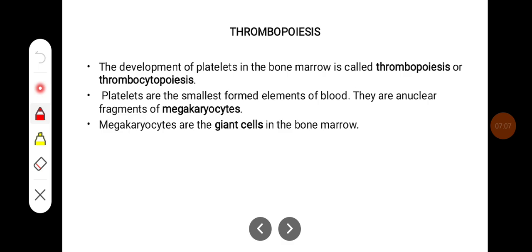Thrombopoiesis is development of platelets in the bone marrow. It is called thrombopoiesis or thrombocytopoiesis. The platelets are the smallest formed elements of the blood. They are anuclear fragments of megakaryocytes. Megakaryocytes are the giant cells in the bone marrow.